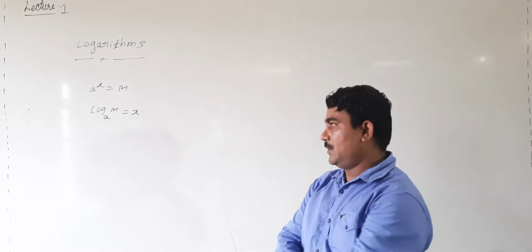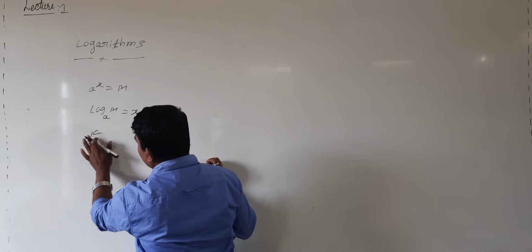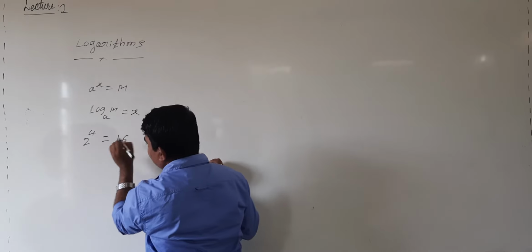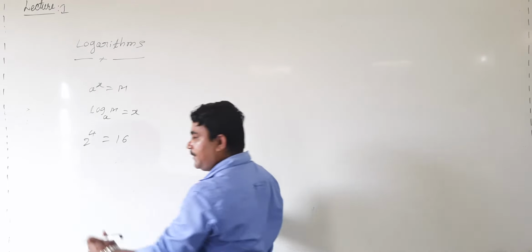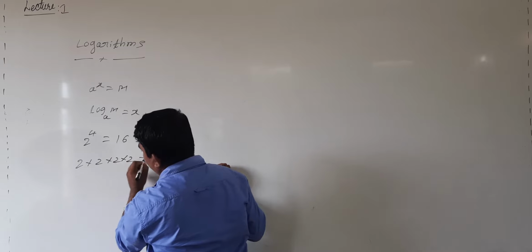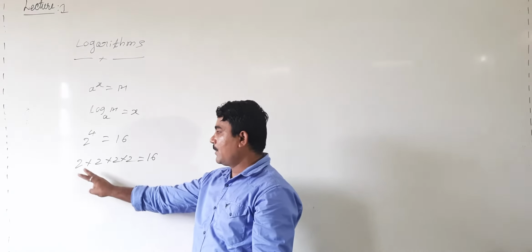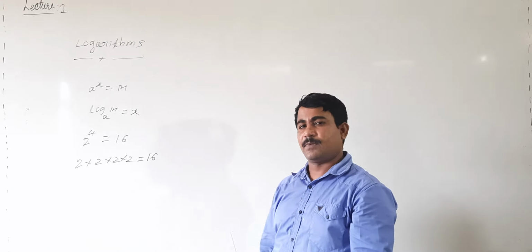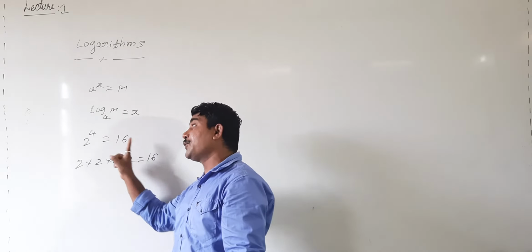For example, shall I take here, students? I will take 2 raised to 4 equal to 16. Right? How to write this actually? 2 into 2 into 2 into 2 equal to how much? 16. How many times is it multiplied? 1, 2, 3, 4, 4 times multiplied. 4 is called a logarithm of 16 to the base 2.